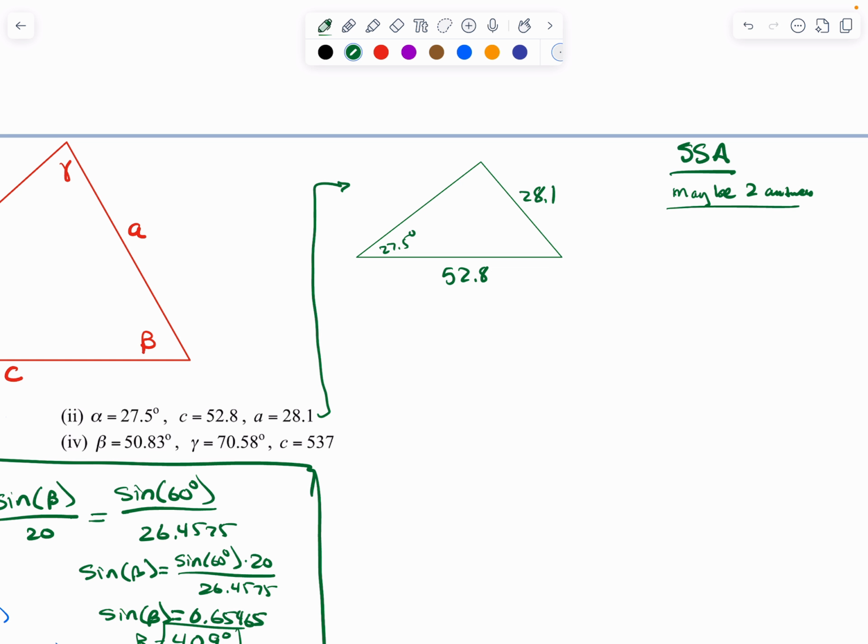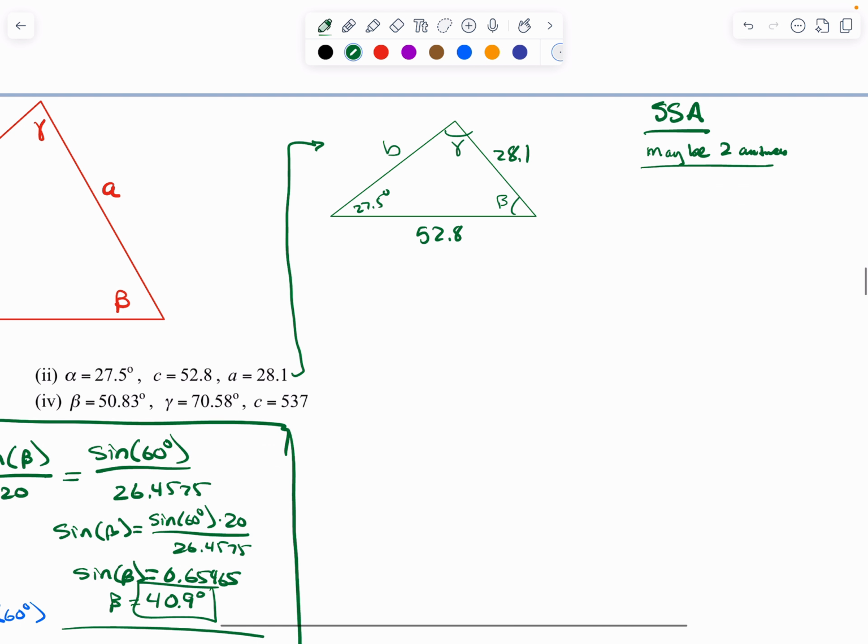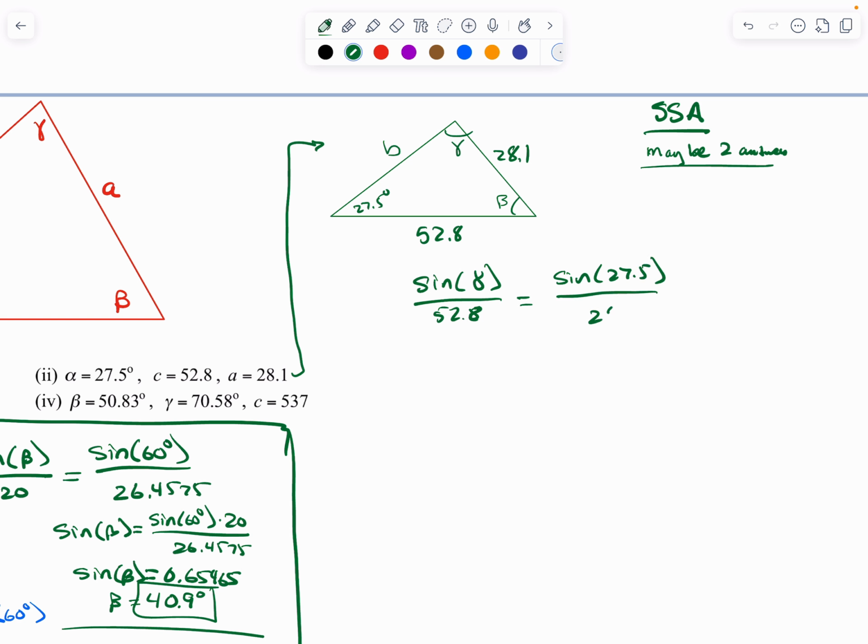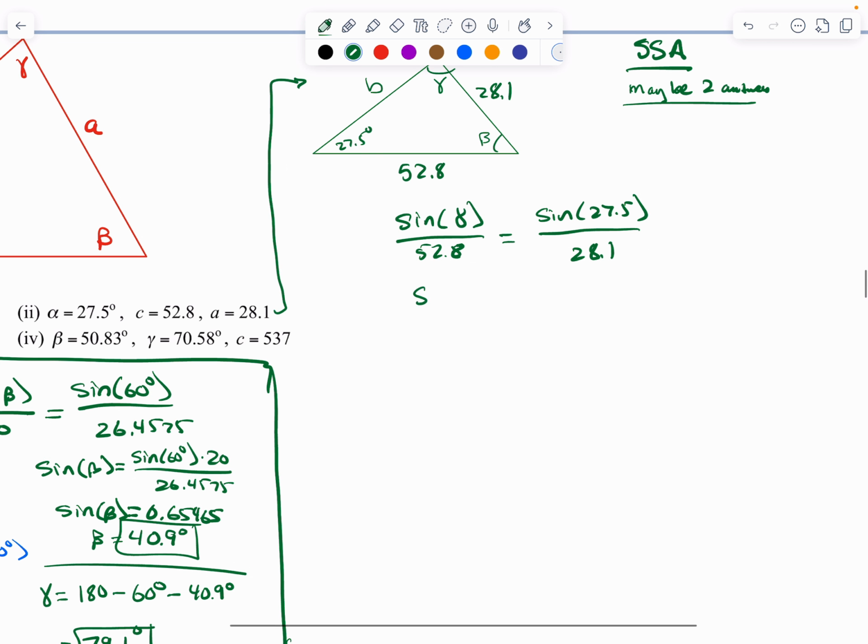So the way I would do this to see if there's two answers, let's find this angle first. Let's see, this is going to be beta, this is gamma, and this is B. So we're going to look for gamma. So sine of gamma over 52.8 is equal to the sine of alpha over 28.1. That means that the sine of gamma is the sine of 27.5 over 28.1.